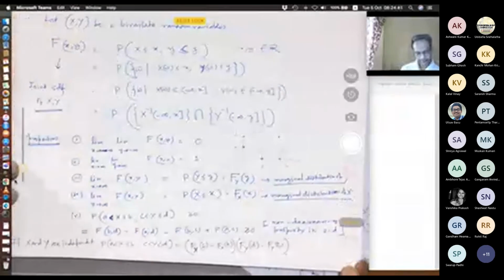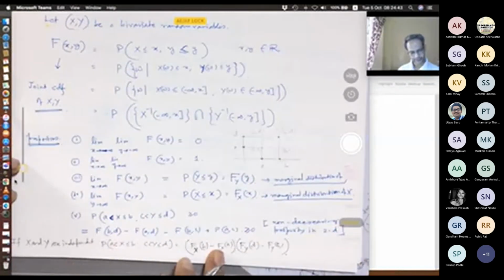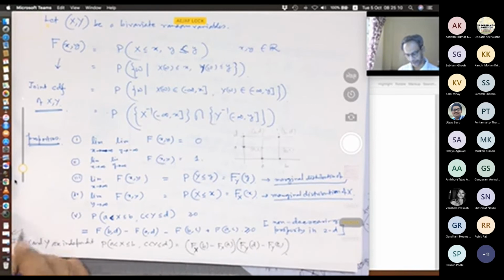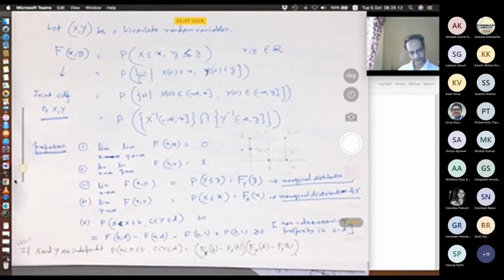So in this way you will be able to split, because each of these terms you will be able to split as F_x(b) F_y(d), F_x(a) F_y(d), F_x(b) F_y(c), F_x(a) F_y(c). So in this way, if you split it, immediately you have this product form. So that is the special case when x and y are independent. Otherwise, in general, this is true. Any query?